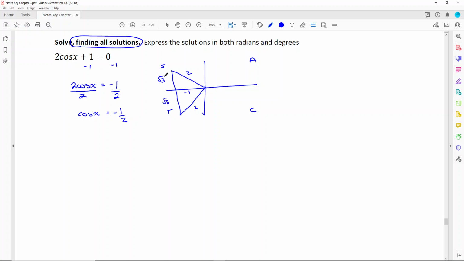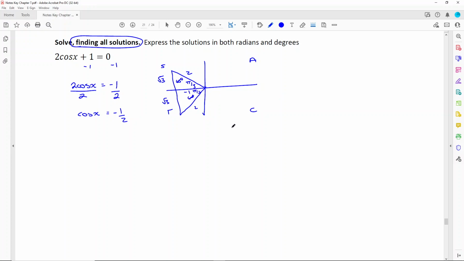All right, so what angle is across from pi by 3? Or sorry, root 3 is pi by 6. So pi by 6 would be my reference angle in radians, and in degrees it would be 30 degrees. There we go. Oh, sorry, that's wrong. Stop me. It's too late at night filming videos. So it's pi by 3 that is across from root 3, which is 60 degrees. Right, so my reference angle is pi by 3 or 60 degrees.